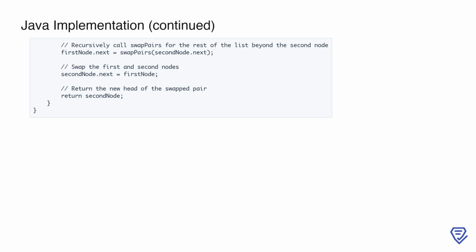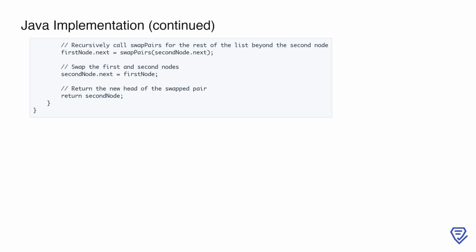We call the swap pairs method on the portion of the list that starts after the second node. This ensures that the rest of the list also gets processed in pairs. Once the recursive call is made, we update the next pointer of the first node so that it points to the result of the recursive call, effectively connecting the swapped pair to the rest of the modified list.